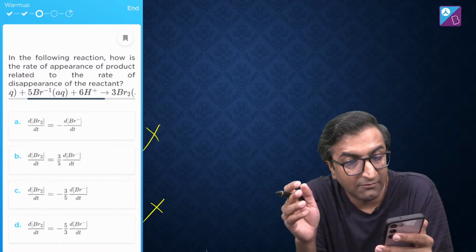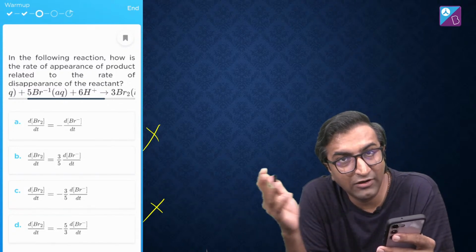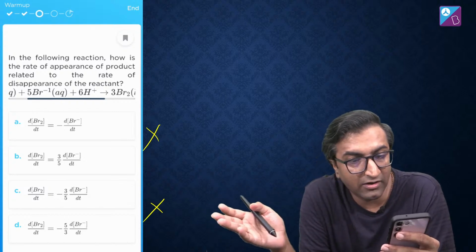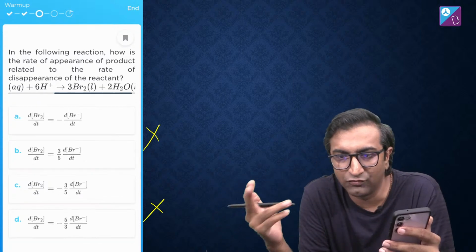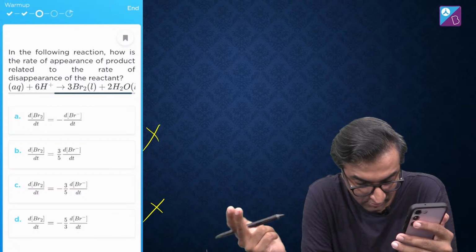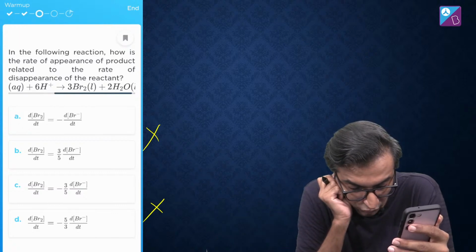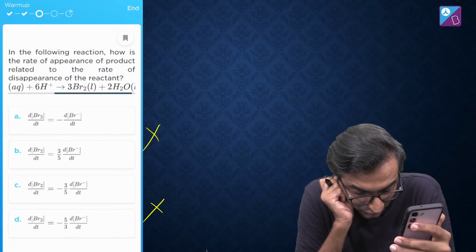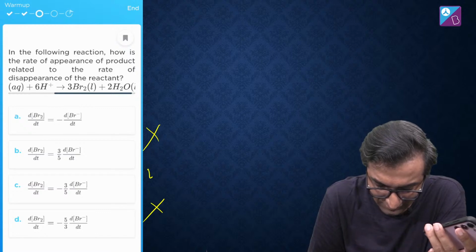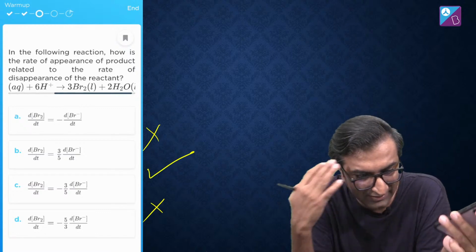देखो my reactant is reducing, bromide ion reduce हो रहा है तो नेगेटिव साइन होना चाहिए उस पे, और जो ब्रोमीन लिक्विड बन रहा है तो उसका पॉजिटिव साइन होना चाहिए. ठीक है. Okay, cool. So dBr2 by dt must be positive, the other guy must be negative. So between A and C, let's choose C. We don't even have to think about this. C is the answer. सोचना ही नहीं है इसके बारे में.